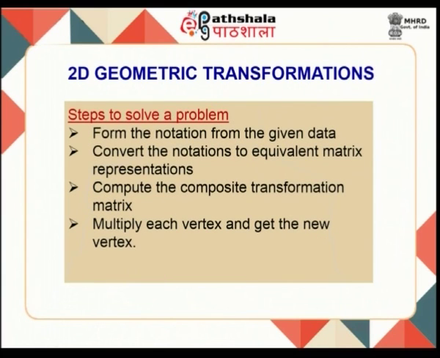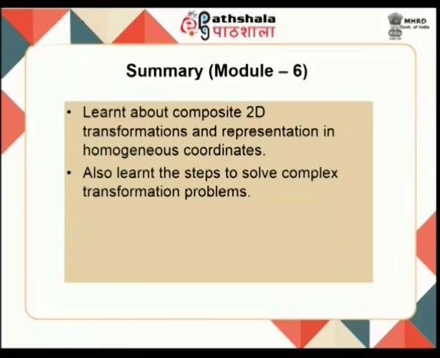Now, we have learned a simple sequence of steps to solve complex transformations: take a complex transformation, break it up into a series of simple transformations, and then multiply the simple transformations in the reverse order, get a composite matrix, and keep the composite matrix with you. Take each vertex, multiply with the composite matrix, and get the new vertex. That is what we have learnt in this module.